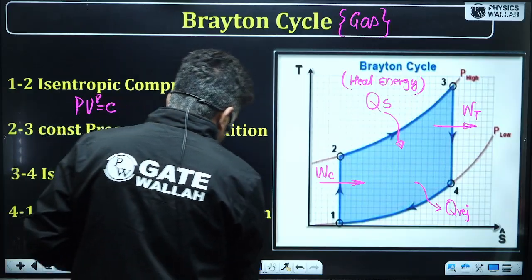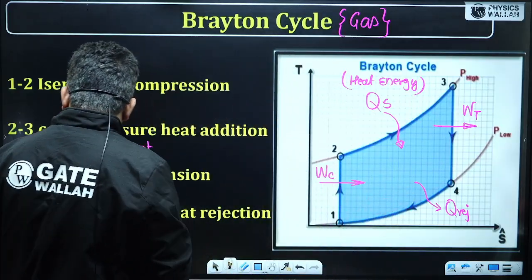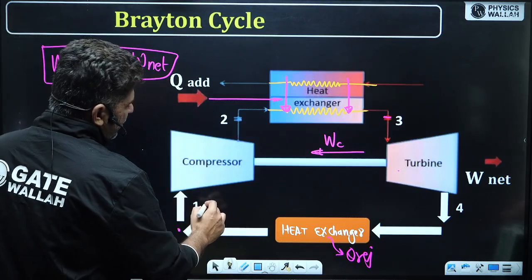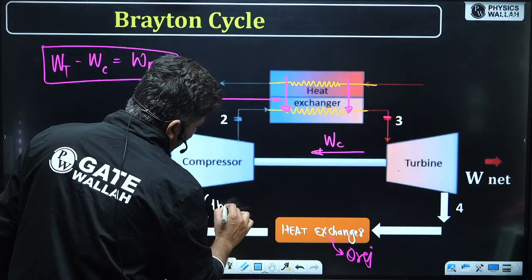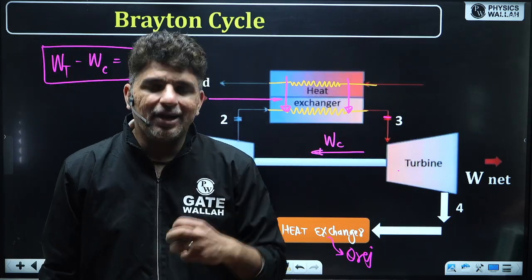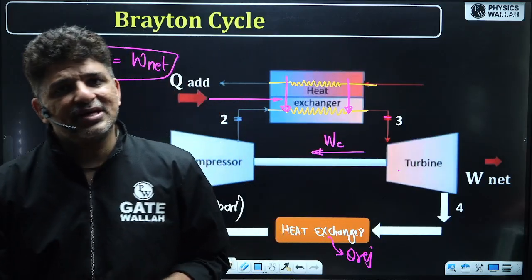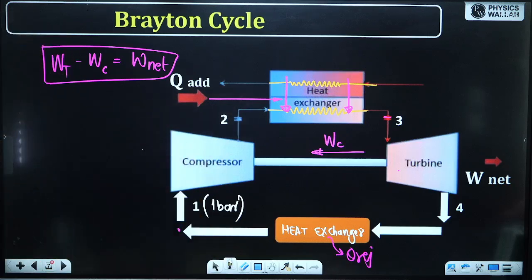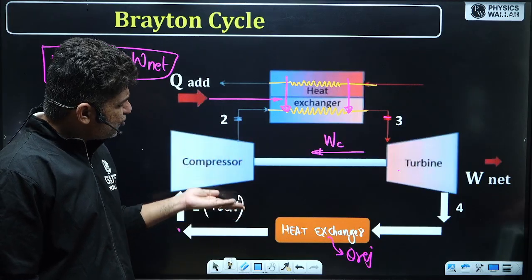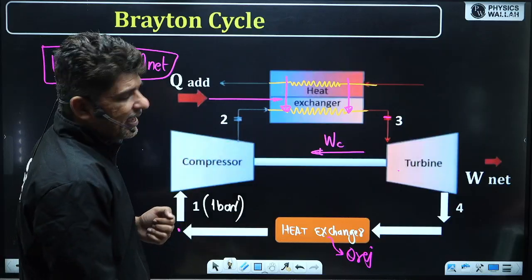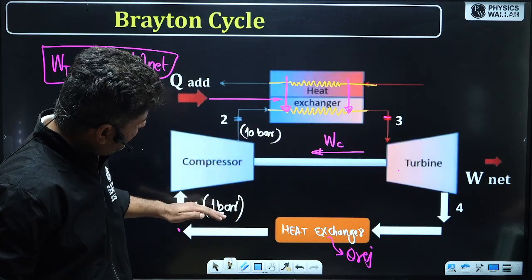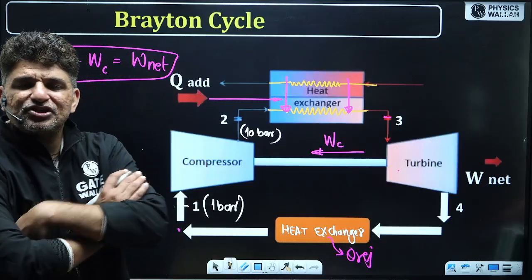So in the Brayton cycle, you will see that there are two pressures which we actually see. Let's say at location 1, the pressure is 1 bar. The atmospheric air is sucked in, or let's say air you have fed into the system at 1 bar. Now when you put it through the compressor, the work of the compressor is to increase the pressure. So the compressor increases the pressure of the gas to, let's say, 10 bar. So at the inlet the pressure is 1 bar, at the exit the pressure is 10 bar.